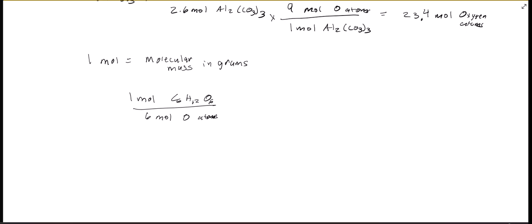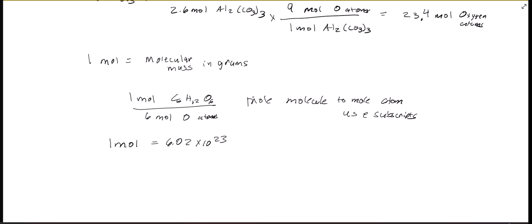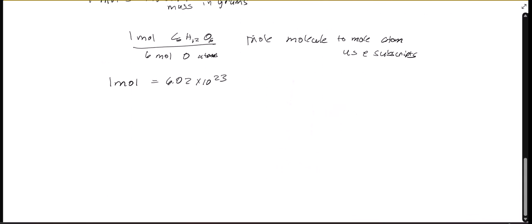So this is where we're converting between moles of molecule to moles of atom. And to do that, you use the subscripts. Then we also have that 1 mole equals 6.02 times 10 to the 23rd items, whatever it is. That's just a number, that's Avogadro's number.